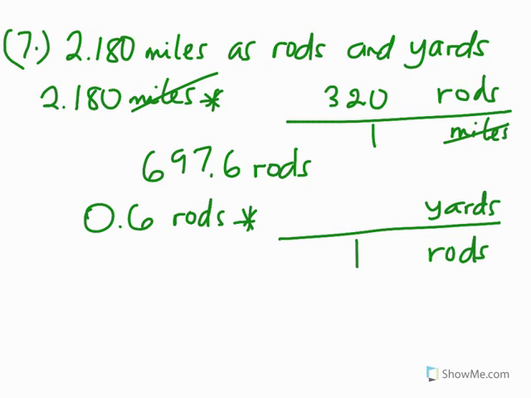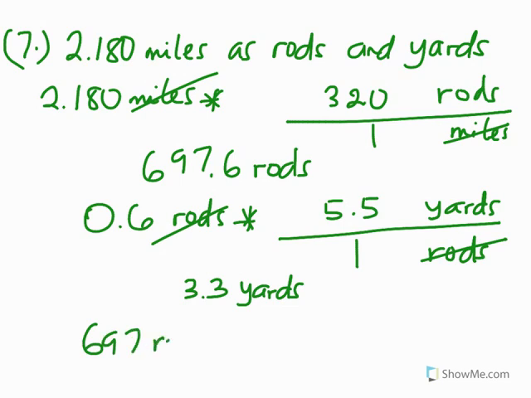So 1 rod is 5.5 yards, right? And that gives us what? 3.3 yards. When we do that, we cross out. So the answer will now be what? 697 rods, 3.3 yards. Okay? I hope you understood it. Let me circle the final answer.